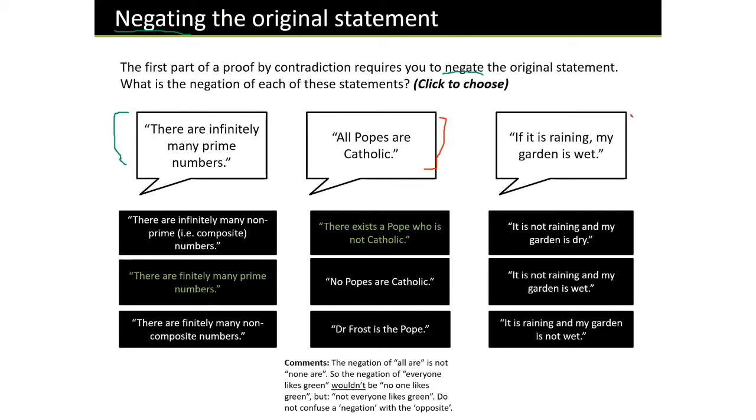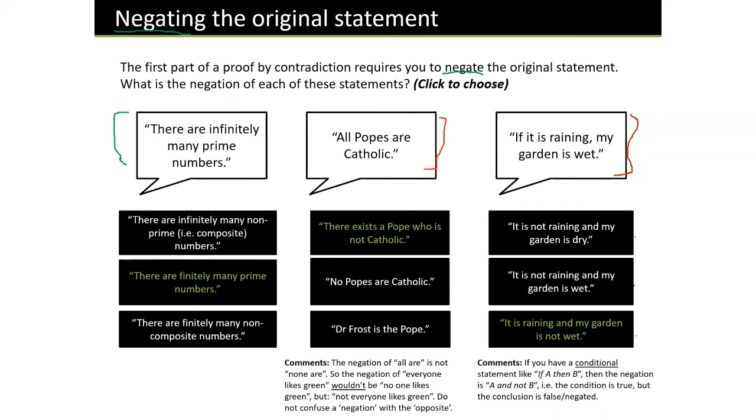Then this final one is an example of a conditional statement. So the conditional statement is: if it is raining, my garden is wet. We need to think about how we can negate that to change its meaning. So we've got: it's not raining and my garden is dry, it's not raining and my garden is wet, or it's raining and my garden is not wet. Now it's going to be this last one here. And that would negate the original statement, because the original statement is if it's raining, my garden is wet.